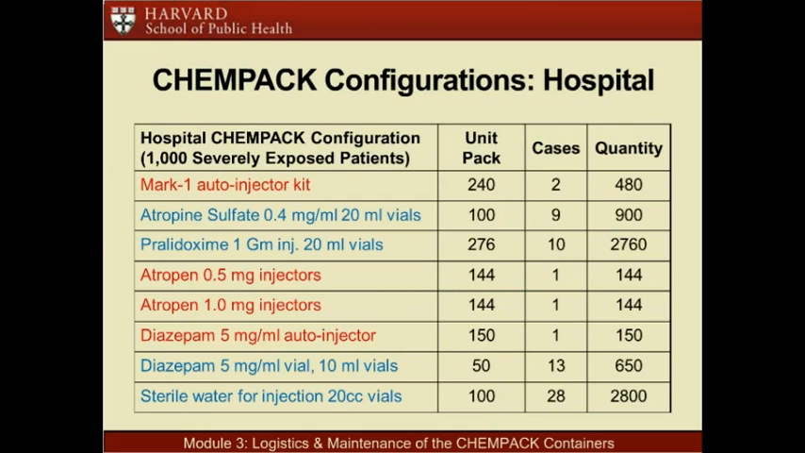The hospital-configured CHEMPACK containers include enough antidotes for 1,000 severely exposed individuals. Severe exposure would require 3 auto-injectors, where minor exposure may only require 1. This slide lists the contents of these containers. An important distinction to note is that in the hospital-configured container, 80% of the supplies are multi-dose vials, which are appropriate for hospital use. The contents of the container are color-coded red for the field and blue for non-host hospitals.